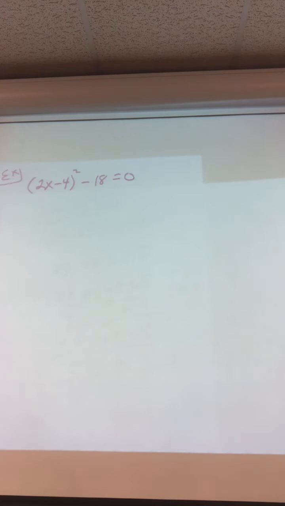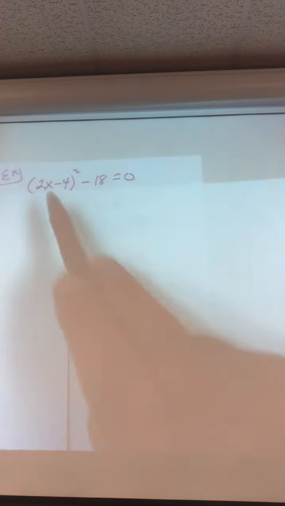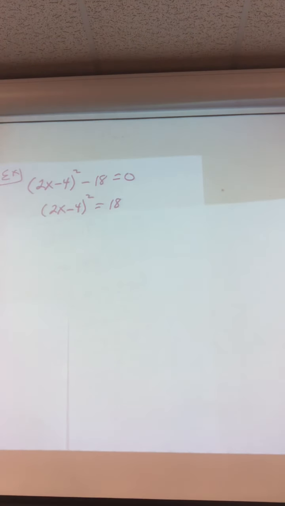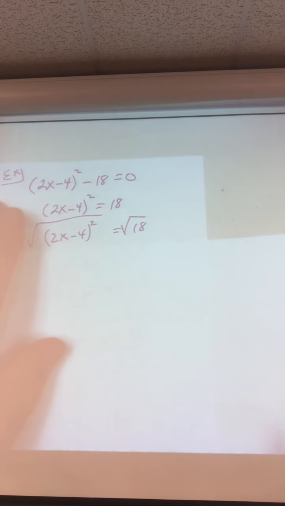Okay, now let's look at this one. You've already copied this one as well. Step 1, get the square term on one side, constant term on the other. So I want to add 18 to both sides. Step 2, take the square root of each side. Take the square root of the left side, take the square root of the right side.